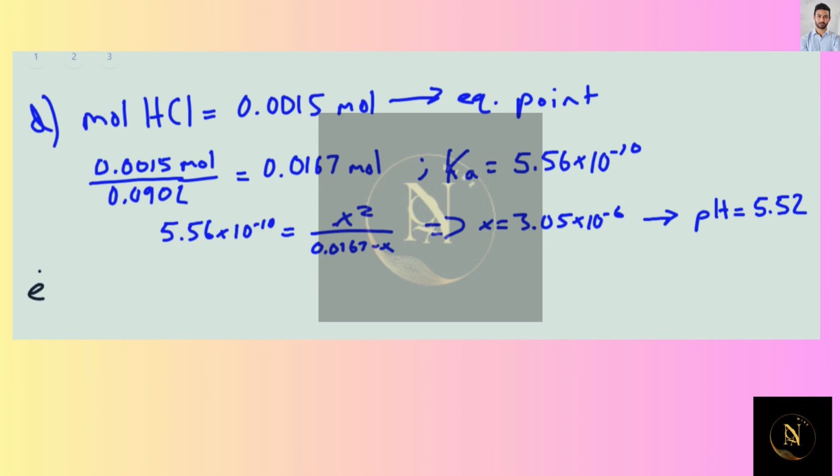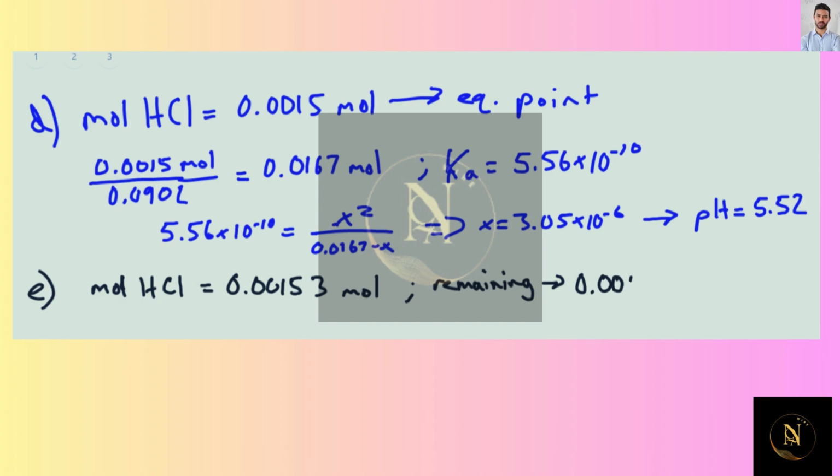In part E, we now have excess acid. So the moles of HCl which are added in this case when we have 61 milliliters is equal to 0.00153. And so we calculate the remaining after equivalence to be 0.00003 moles.